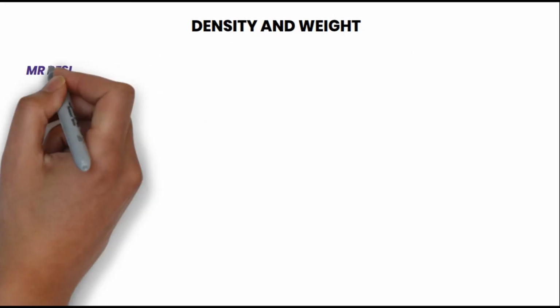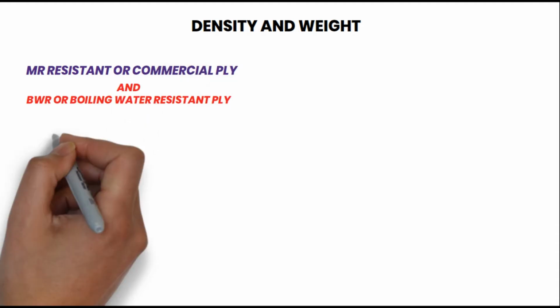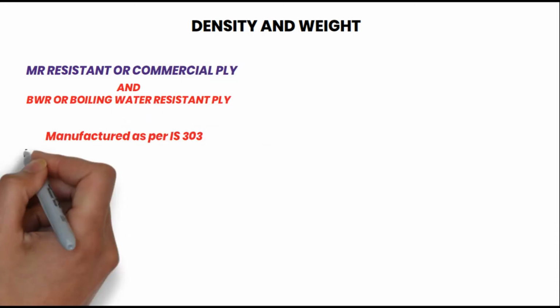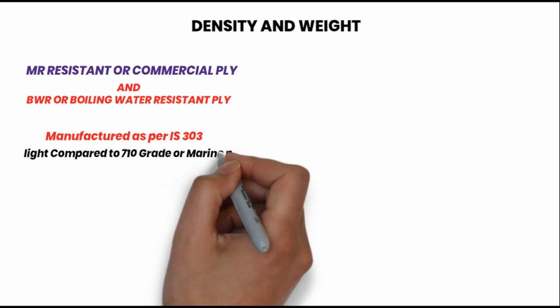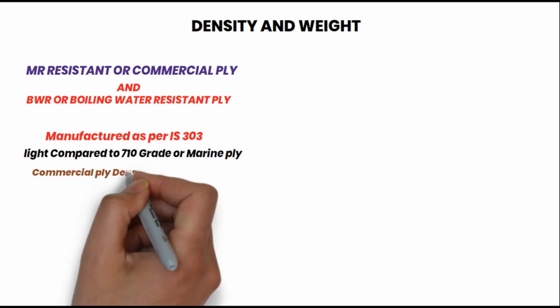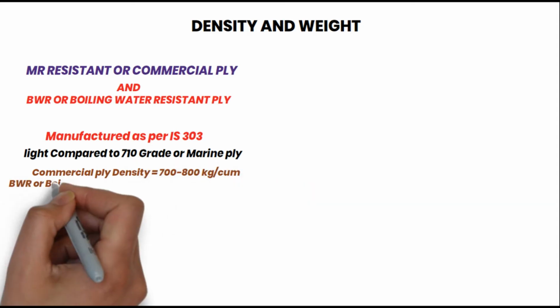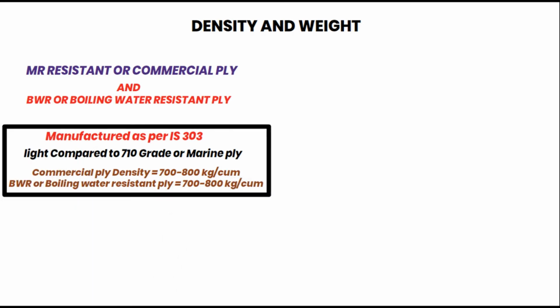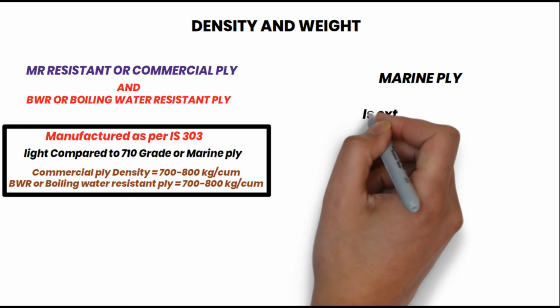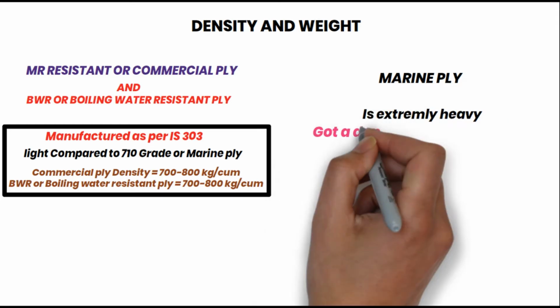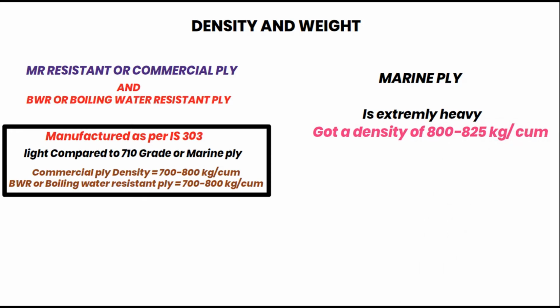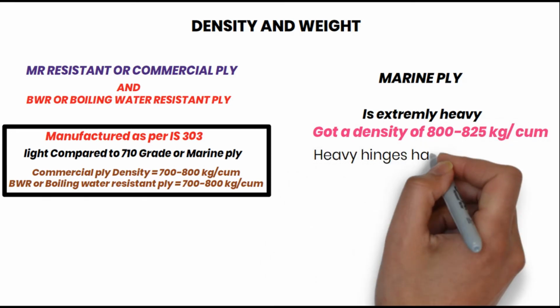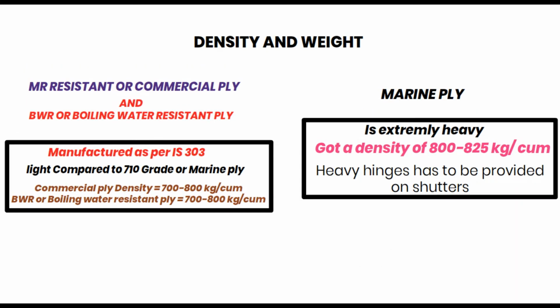Density and weight. This MR resistant or commercial ply and BWR boiling water resistant ply, both these plies are manufactured as per IS 303 and they are light compared to 710 grade or marine ply, but got reasonable density and strength. Commercial ply density ranges around 700 to 800 kg per cubic meter and BWR or boiling water resistant ply is almost the same density. But in the case of marine ply, it is extremely heavy and got a density of around 800 to 825 kg per cubic meter.